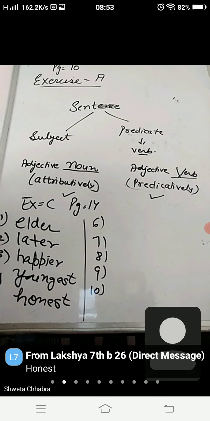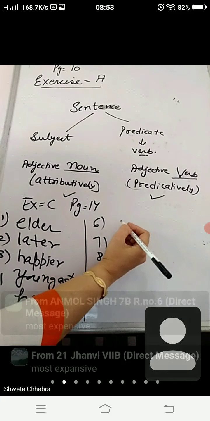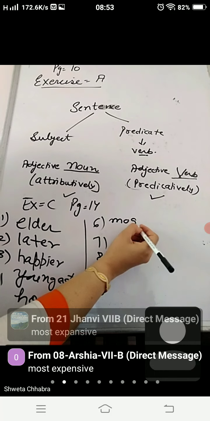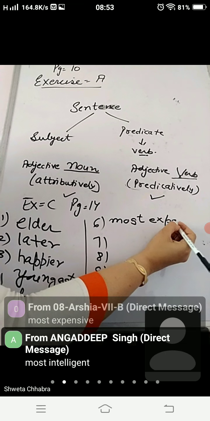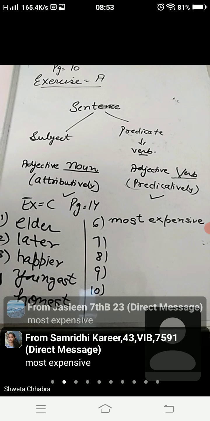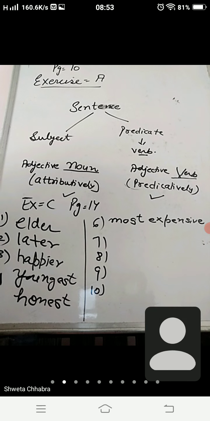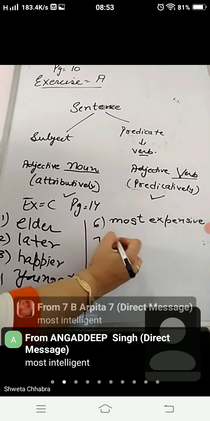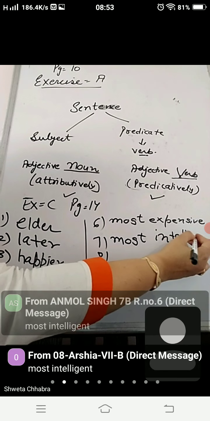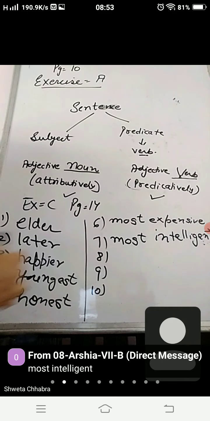Now sixth. This is dash dress I have ever bought. Very good, Janvi and Anmol. Very good students. Most expensive. This is the most expensive dress I have ever bought. He thinks he is the dash boy in the class. He thinks he is the most intelligent. Yes, he is the most intelligent boy in the class.